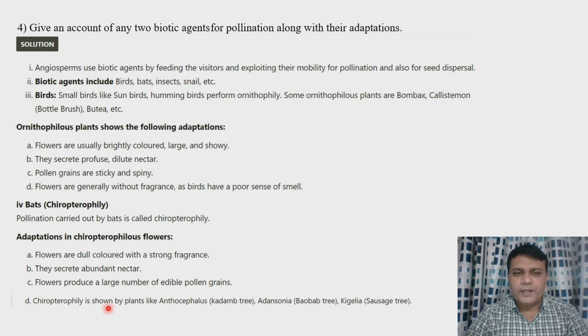Chiropterophily is observed in plants like Anthocephalus, which is called the kadam tree, then Adansonia, which is called the baobab tree, and Kigelia, which is called the sausage tree. So from each biotic agent, you will have to write any three floral adaptations. So here we have seen the answer of this question.